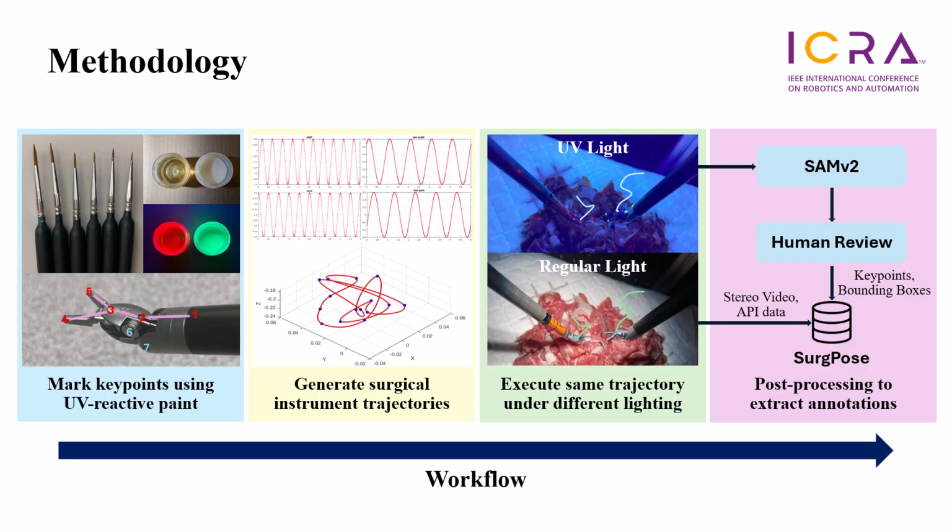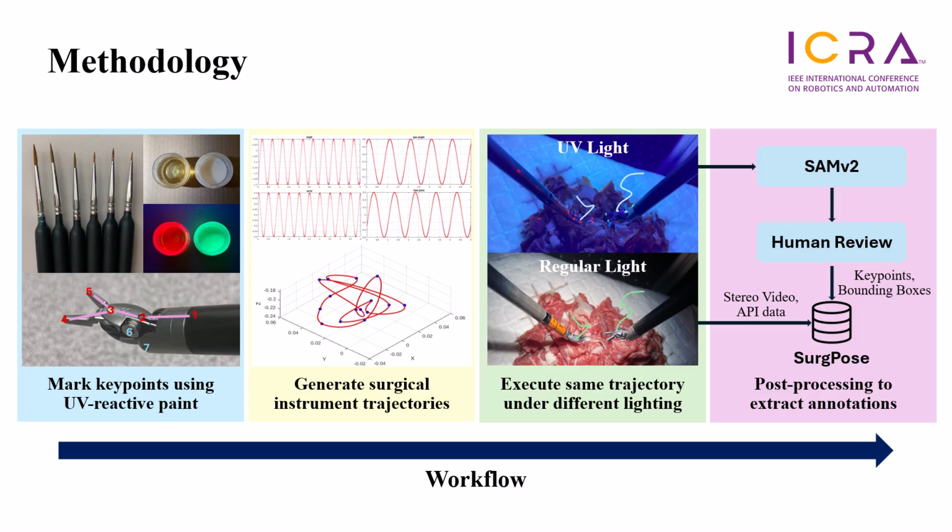To build a dataset with key point ground truth, manually labeling key points is time-consuming, cumbersome, and labor-intensive. Thus, we proposed a semi-autonomous method to simplify human intervention. We use UV reactive paint to mark the key points on the instrument. This UV paint is invisible in natural light, but glows under UV light.